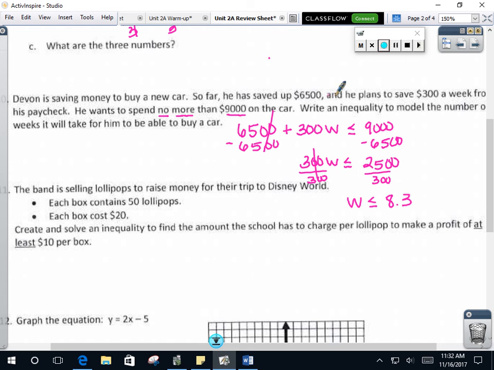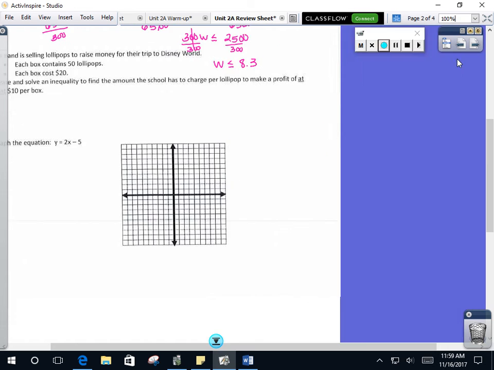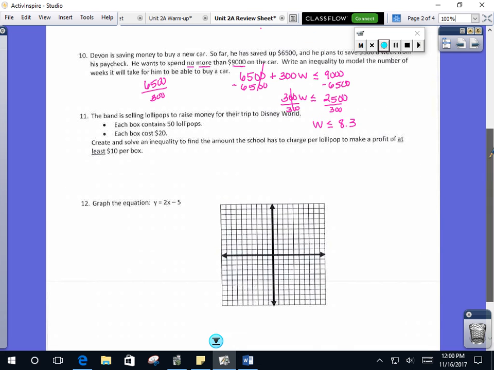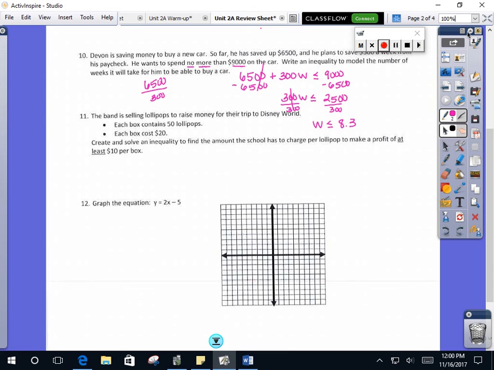Well, let's... Okay, number 11. Number 11. The band is selling lollipops to raise money for their trip to Disney World.